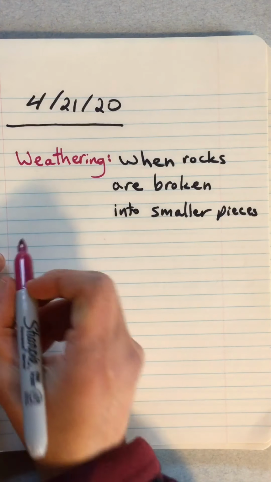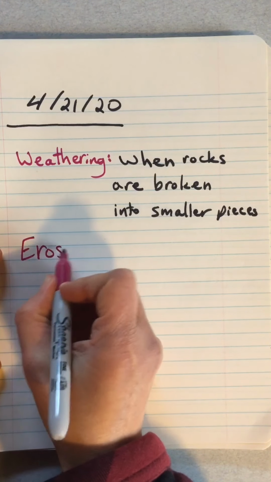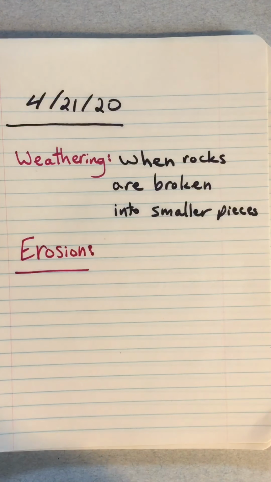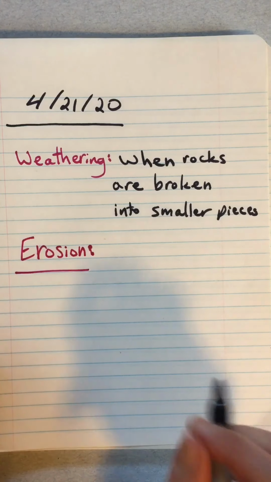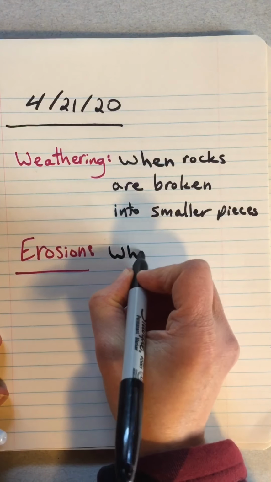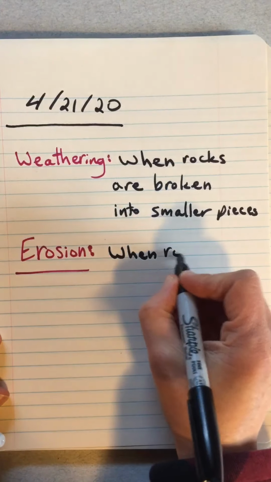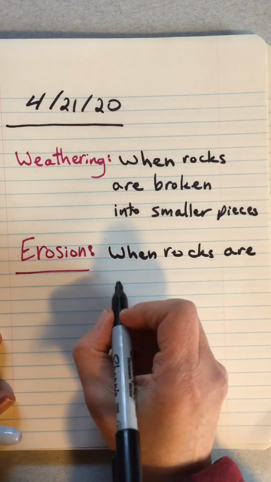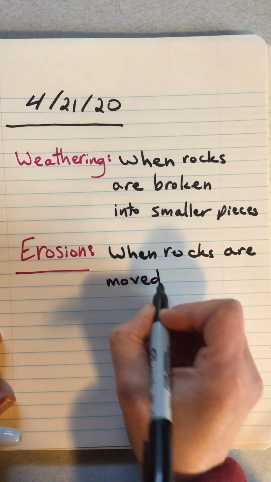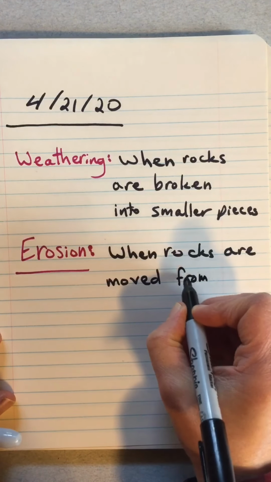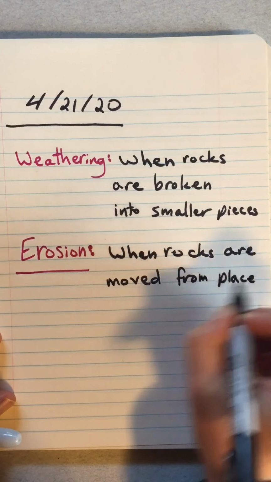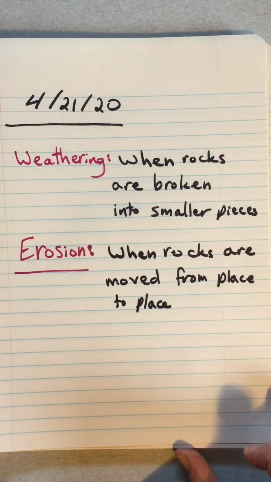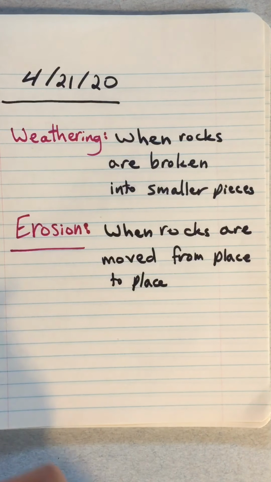Let's do erosion. I'm making them simpler definitions, okay? Erosion is when rocks are moved from place to place. We did those two, right? We're going to do two more.